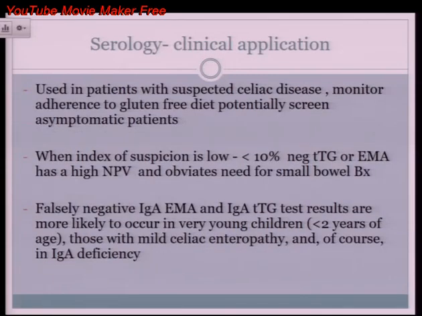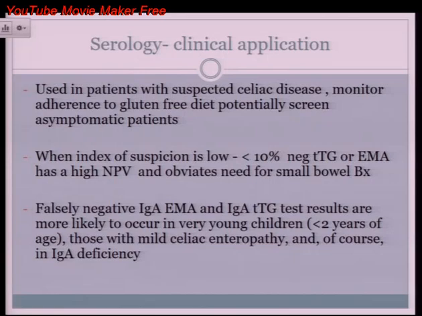So what is the clinical application of the serological test? If you suspect somebody has celiac disease, you check the serological test, but it's also useful to monitor their adherence to a gluten-free diet. Because once they're on a strict gluten-free diet and they're responding well, the TTG actually becomes normal. And it could potentially also be used as a screening tool.